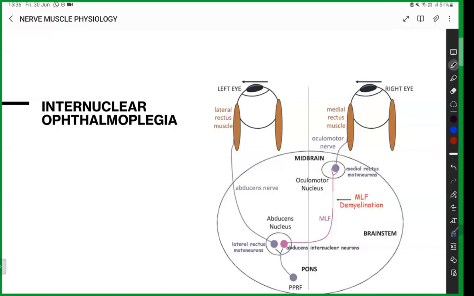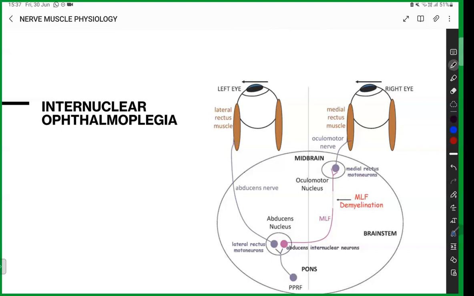Now I'll tell you, if I wanted to look towards that side, that is towards my left side, in this picture, let's consider the same picture. Suppose I wanted to look towards the left side, I wanted to move both these muscles simultaneously. Both these muscles have to contract simultaneously. So who is going to help in this?